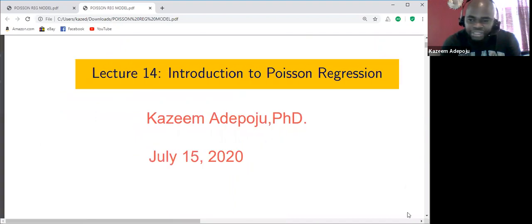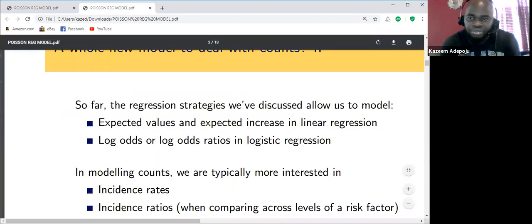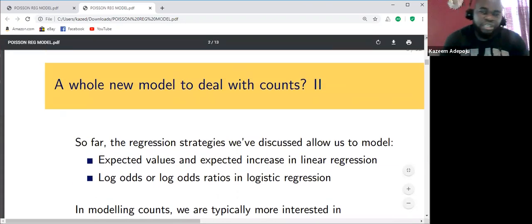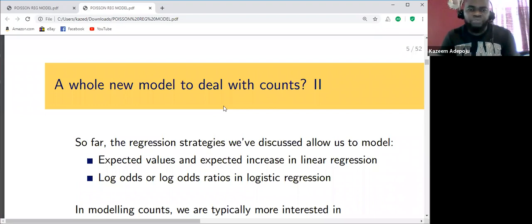Okay, so the next thing that I want to talk about now is to give you the overview of what we want to do. Like I said, the linear regression model that we have done before may not be appropriate for count data. But you know what? At times, we use the logistic regression model in modeling count data. But that is going to compete with a new model that we call the Poisson regression model. So at times we use the logistic regression model as well.